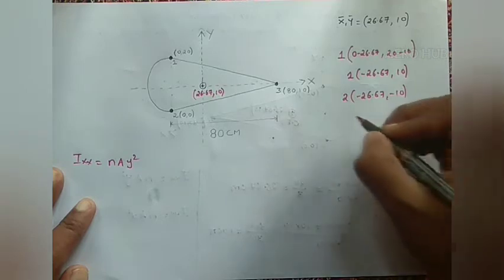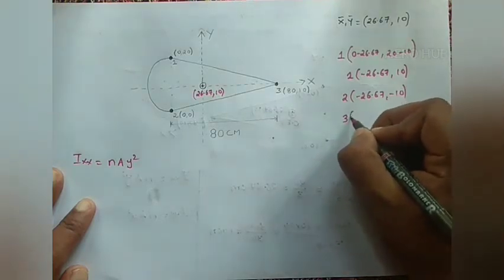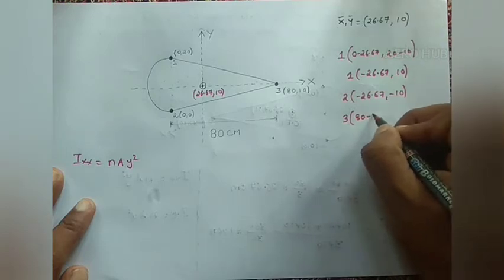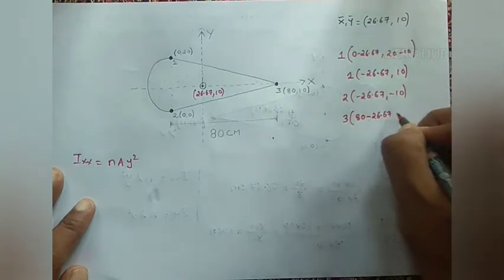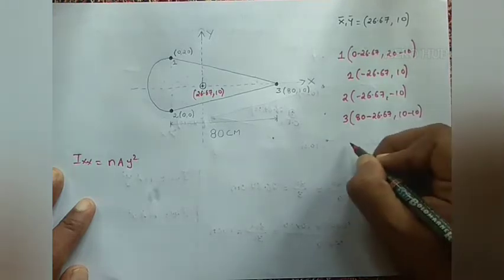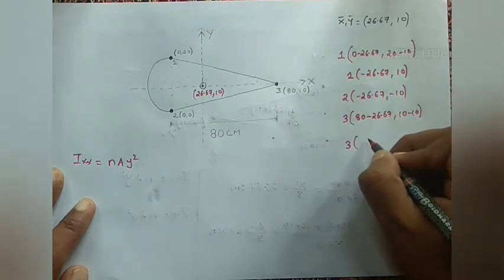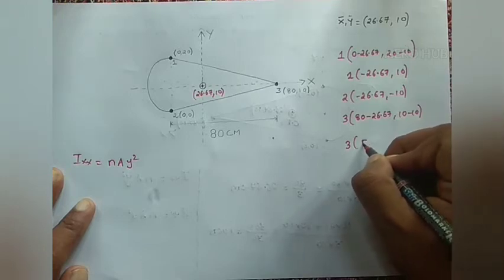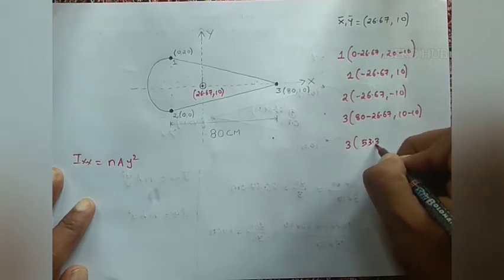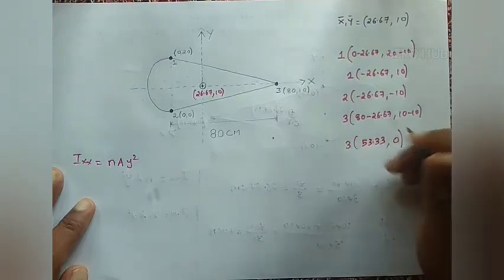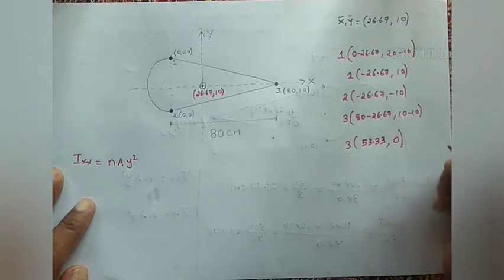And for point 3, that will be 80 minus 26.67, comma, 10 minus 10. So for point 3, 80 minus 26.67 will be 53.33, and 10 minus 10 is 0. That is exactly lying on the x-axis, that's why the y coordinate is 0.